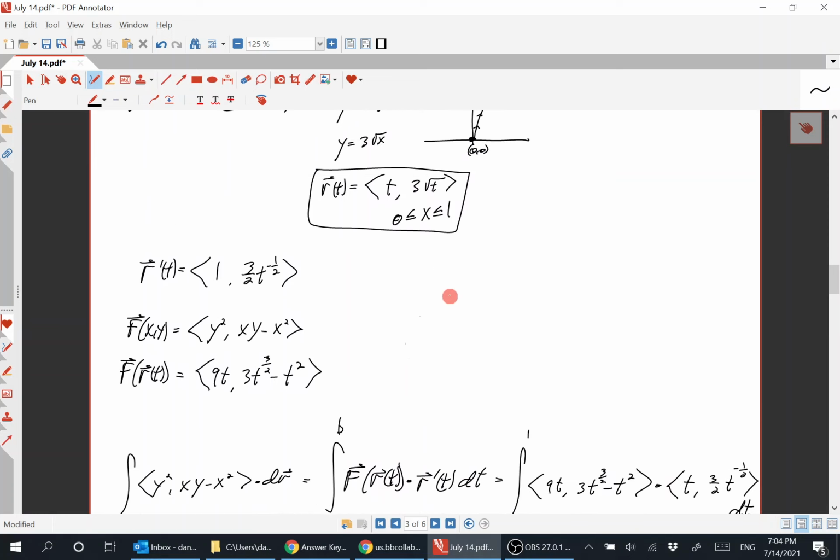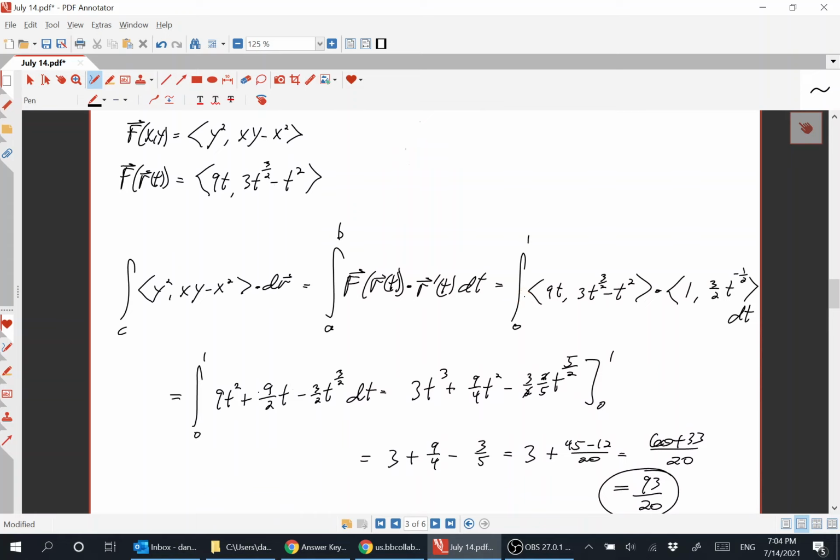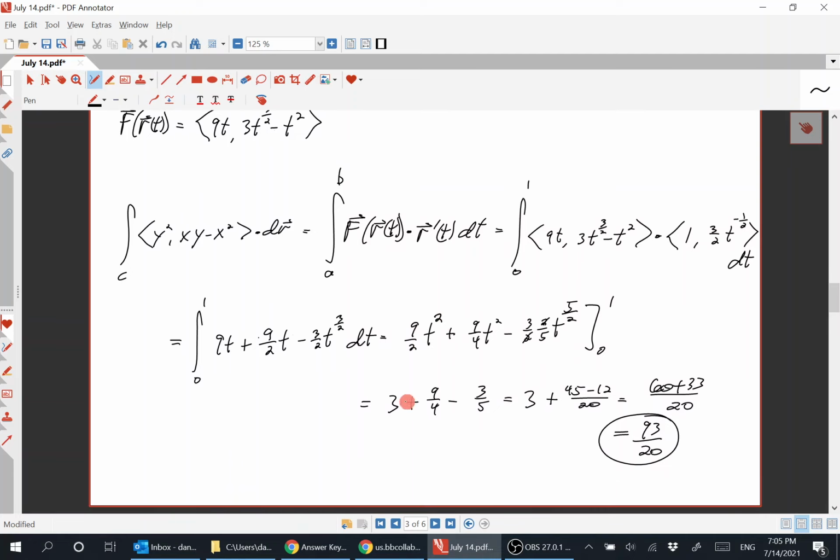So, where is that? That's a 1 right there. So that changes this here to 9t. So this becomes 9 halves t squared. Oops, t squared. So this is a 9 halves here. So let's redo that.